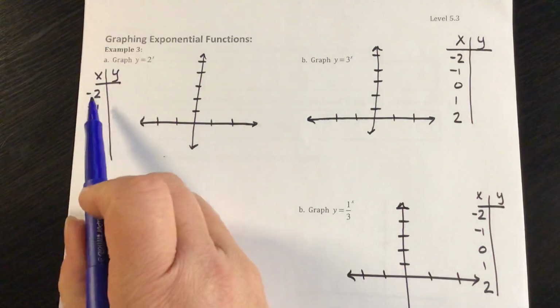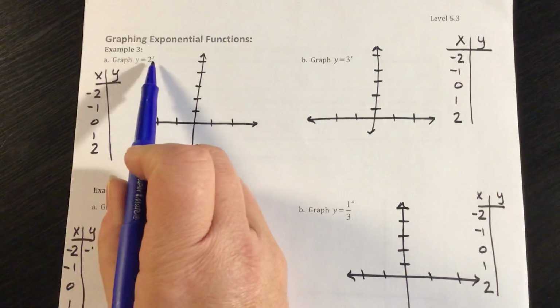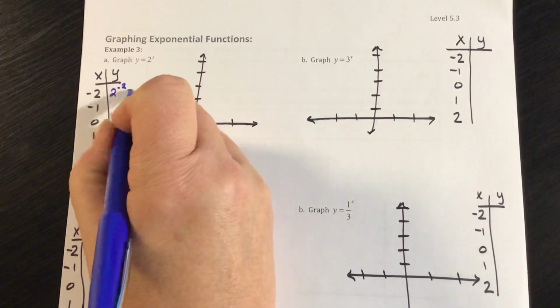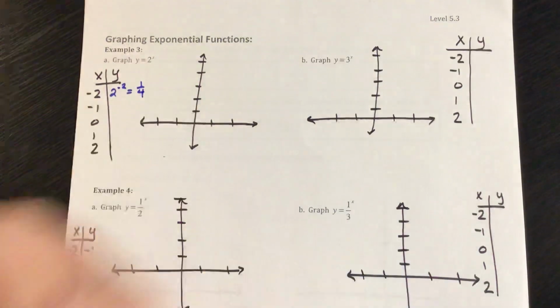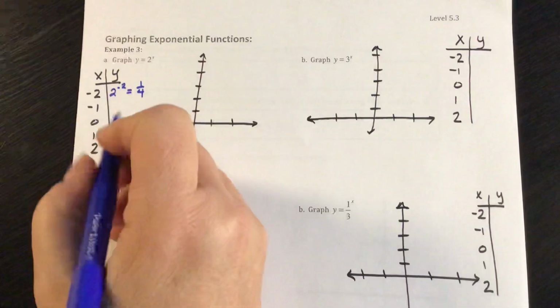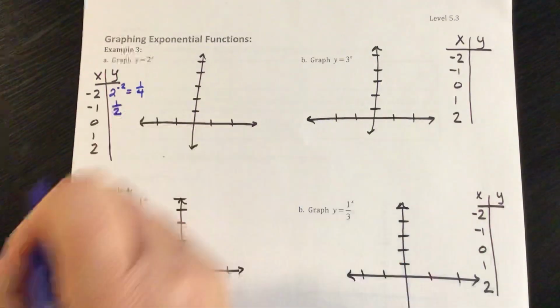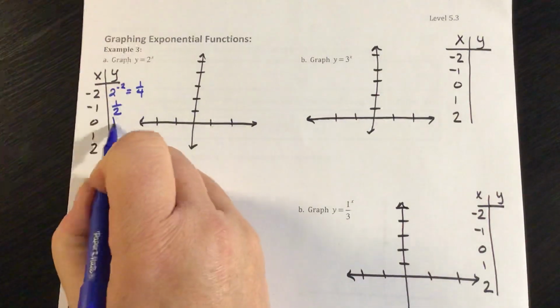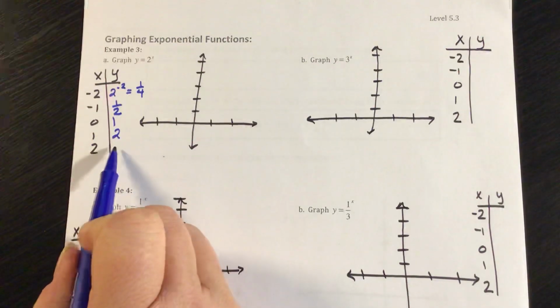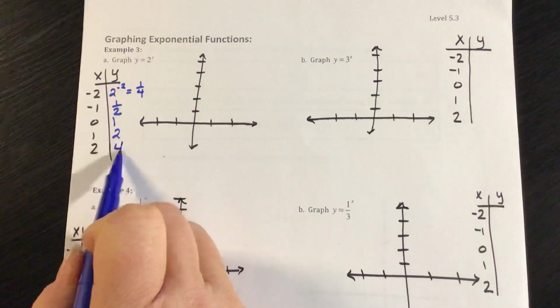All right, so if I plug in -2 for my exponent, I'm going to have 2 to the negative second power, which is 1/4. And then I have 2 to the negative first power, which is 1/2. 2 to the 0 power is 1. 2 to the first power is 2. And 2 to the second power is 4.